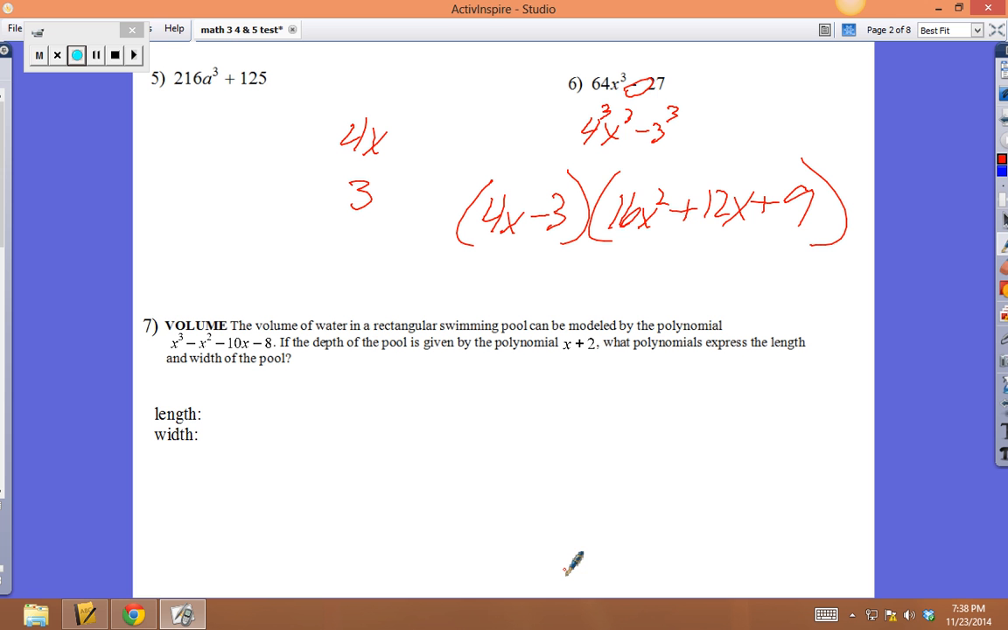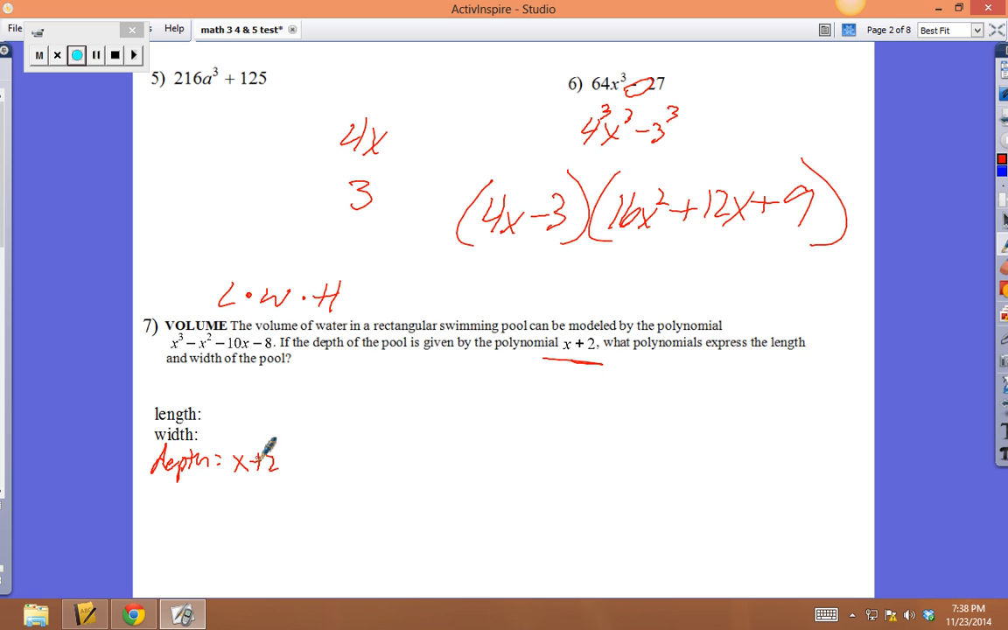Number 7. Okay, volume. Volume is length times width times height. But it's abstract because they're not giving you numbers, they're going to give you algebra. So it really does not matter which one is the length, which one is the width, which one is the height. I guess they're using depth instead of height, which is the same thing. They're giving you the depth. The depth is x plus 2.